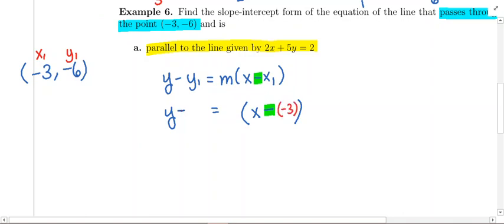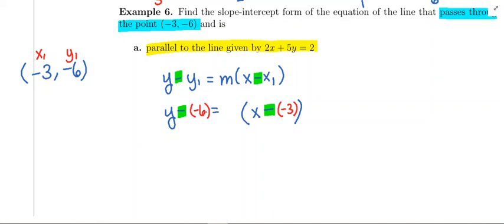And then on the left side, you've got to do y minus y1. This minus sign will stay here, and y1 is -6. So in both cases, you are subtracting a negative, and you've got to watch your signs. Okay, so that was easy. The point was given to us. What's not easy is the slope. We've got to figure it out.